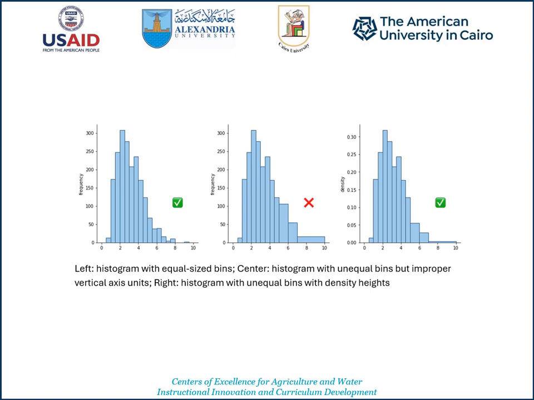Here, the left histogram has equal sized bins. The center histogram has unequal bins but improper vertical axis units. The right histogram is a histogram with unequal bins but with density heights. The y-axis changes from frequency to density.